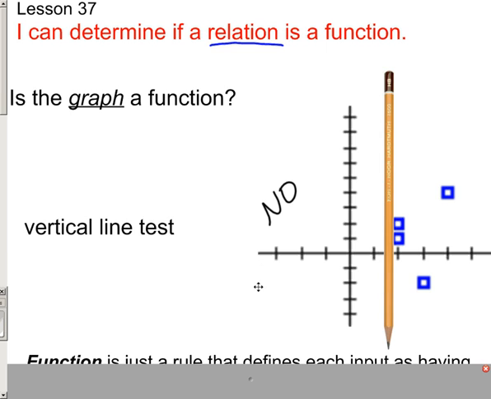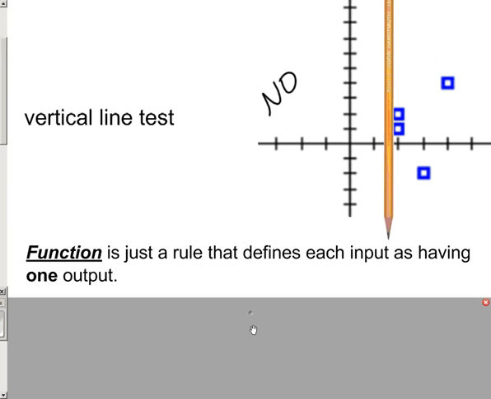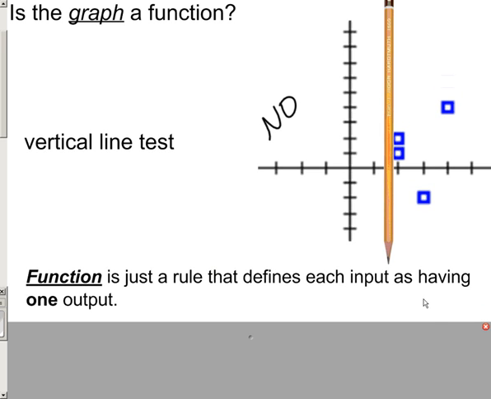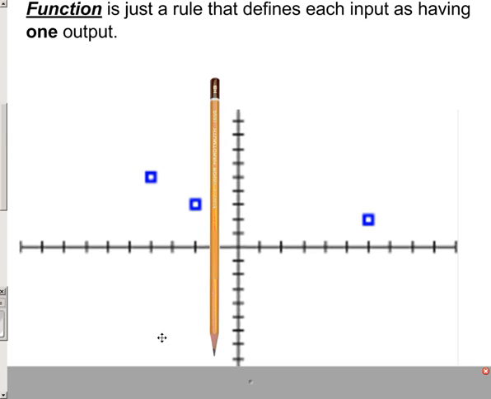That's pretty much all it is. And if you're wondering why, well, we said that a function is just a rule that defines each input as having an output. An input is your x values, and your output is your y values. Well, this input right here is at 2, and it's saying that it has 2 different outputs for the number 2, and we'll look at that in more detail next. But basically, this is all you do for a vertical line test.